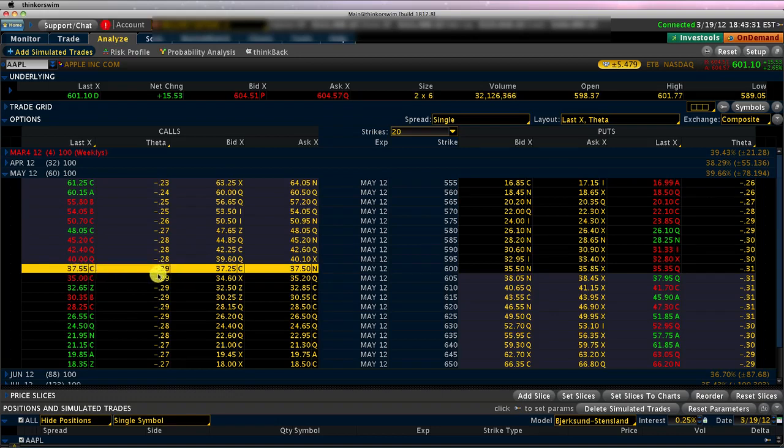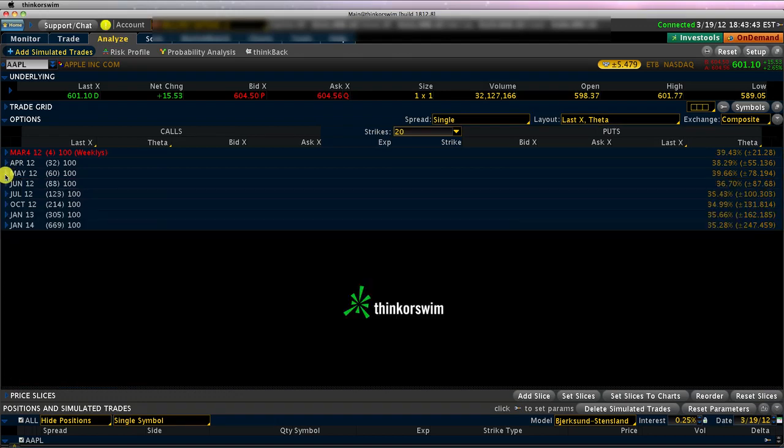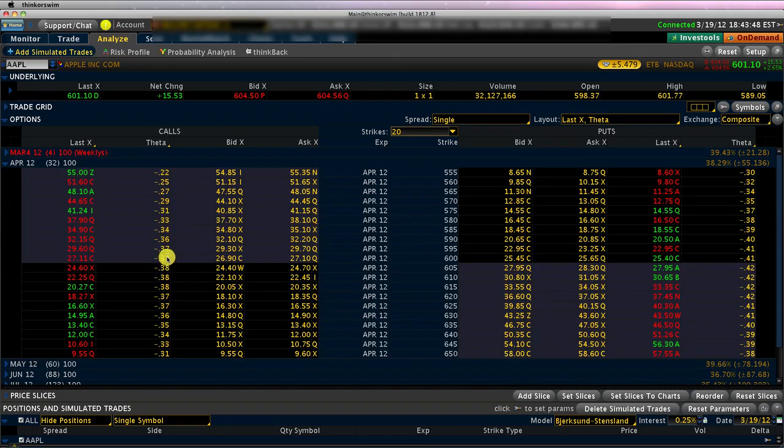Now if you look at the theta, this option is going to lose 29 cents in value today, and this is the May series. So the next thing we need to do is to see what this theta value is in the April series. Now you can see the difference. If you look at the same 600 call, in April these options are losing 37 cents a day.